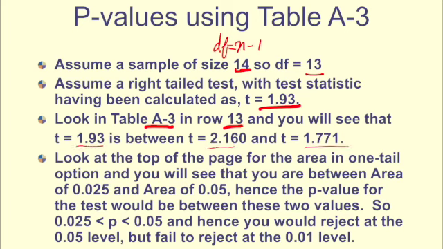Now, look at the top of the page for the area in one tail, and you'll see that you are between an area of 0.025 and 0.05. Hence, the p-value for this test would need to be between these two values. And so you would reject at the 0.05 level, but fail to reject at the 0.01 level, because the 0.01 level is all the way over here, right? It's even less than that.